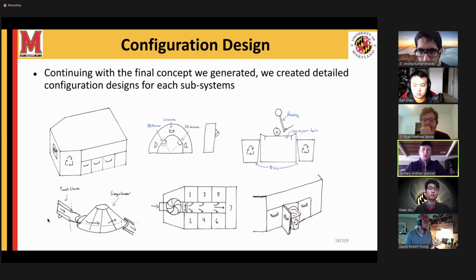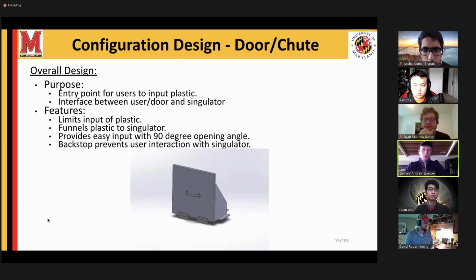Continuing with the final concept we generated, we created detailed configuration designs for each subsystem. The subsystems will be introduced in the order in which the recycled plastic interacts with our product. The door/chute serves several roles, the first being the point of entry for users to input plastic. The second is that it acts as a chute onto the singulator.